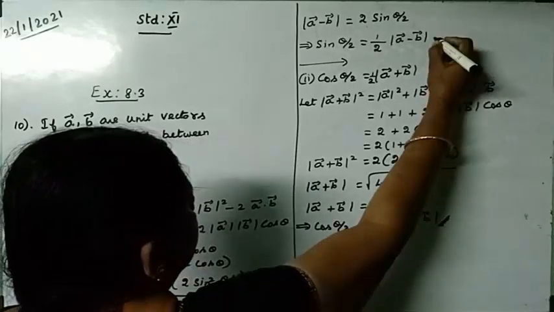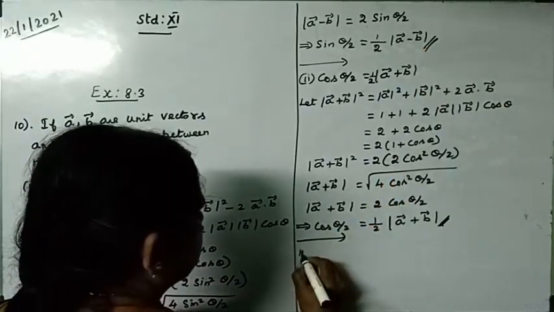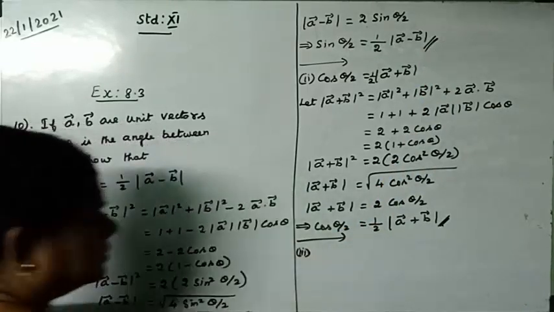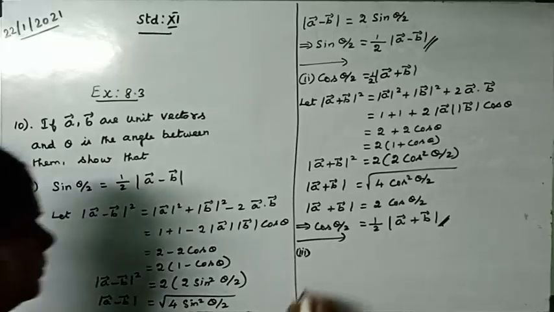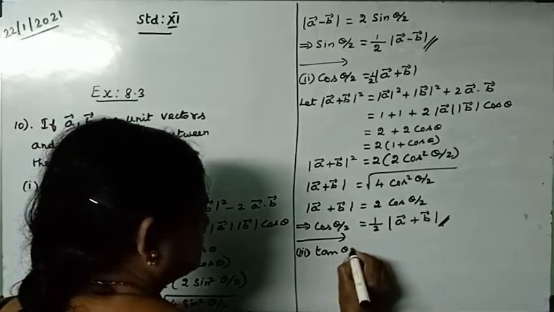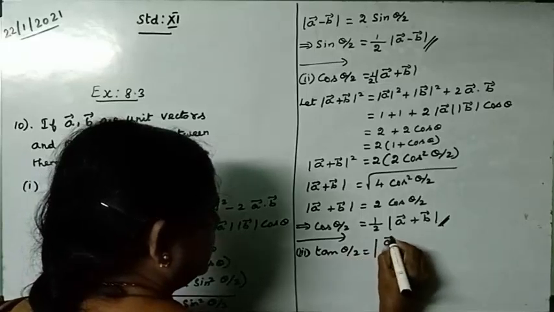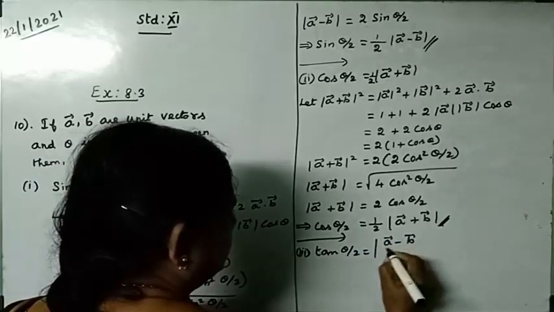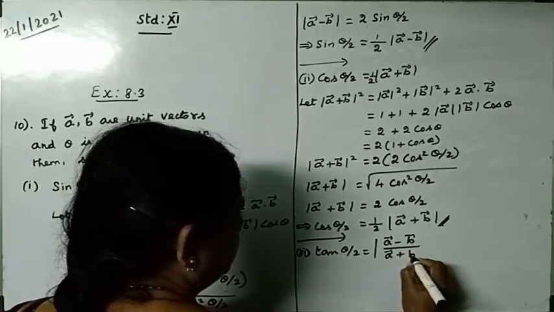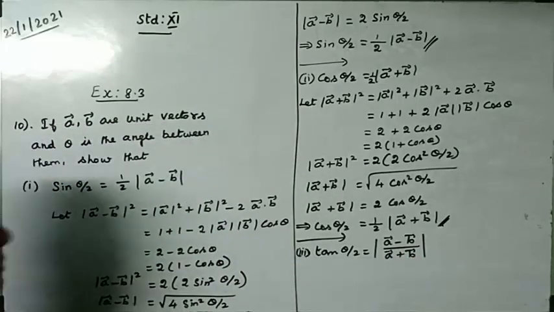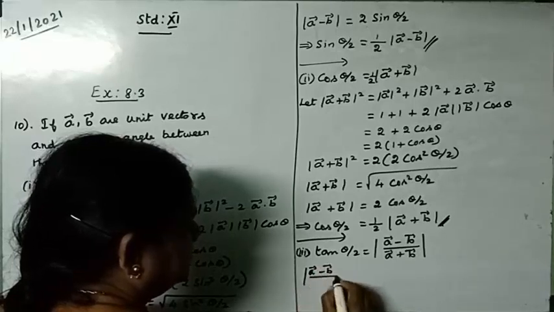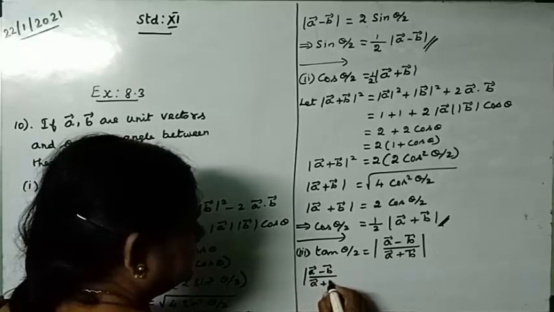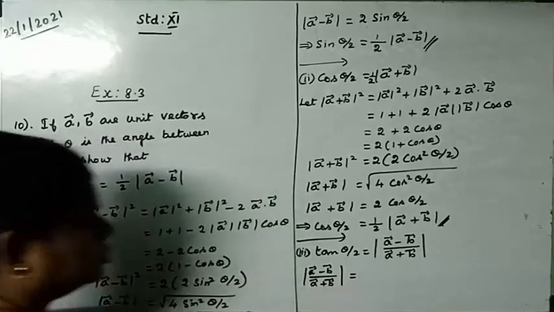So hence proven. And then third subdivision, we want to prove that tan theta by 2 is equal to modulus of A vector minus B vector divided by modulus of A vector plus B vector. Now we can take the right hand side: modulus of A vector minus B vector by modulus of A vector plus B vector is equal to.